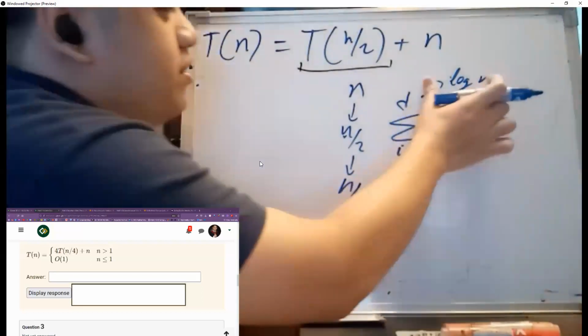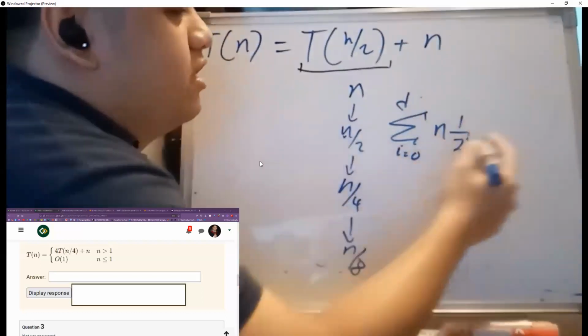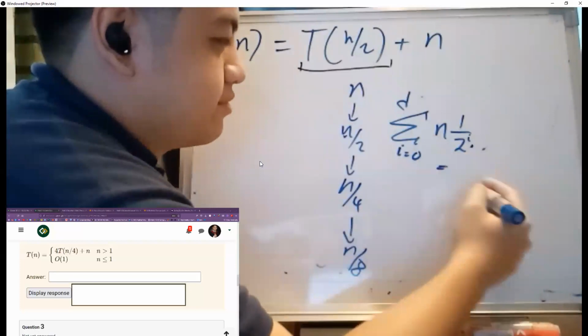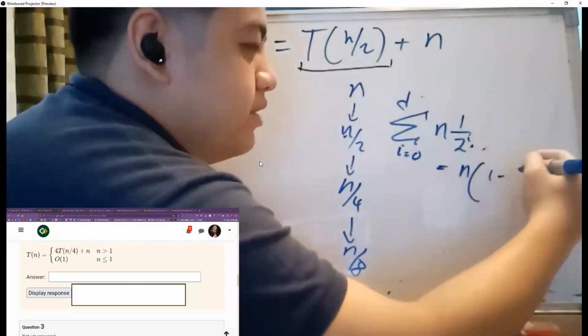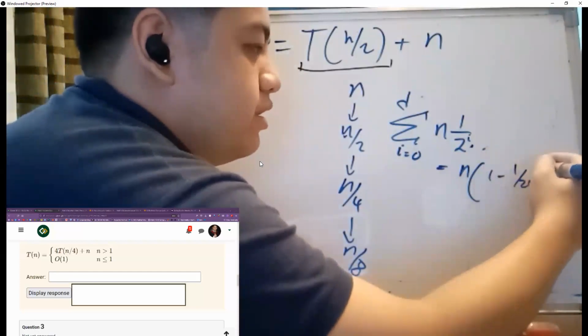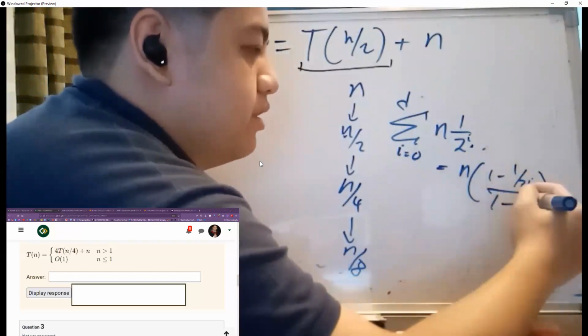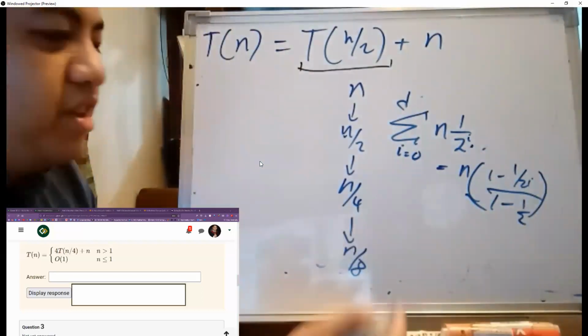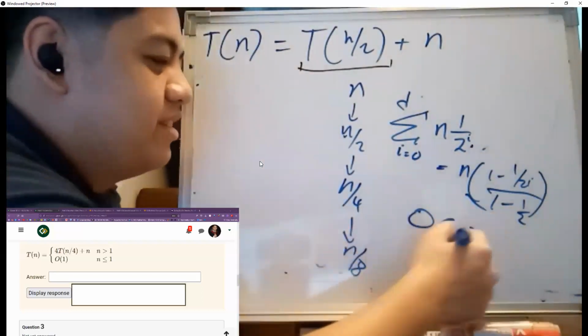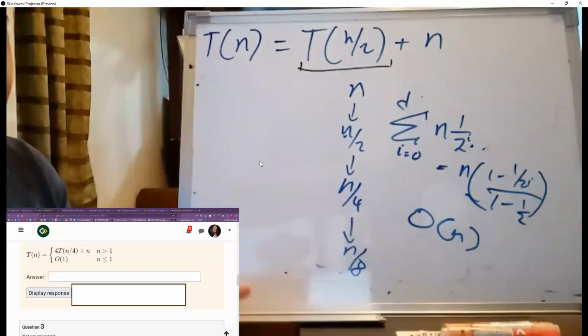Pero before nun, ito is magiging n times 1 minus 1 over 2 to the i over 1 minus 1 half. And eventually, makukuha nyo rin na... Okay. So on and so forth.